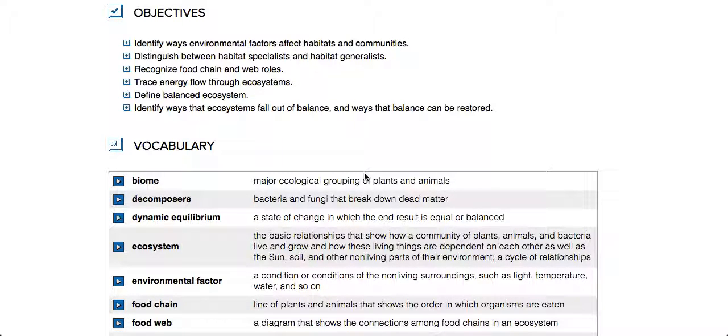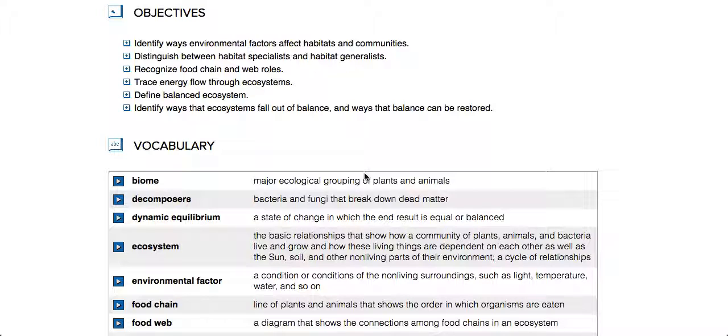Talk a little bit about the Food Webs project. Before we do that, I just wanted to talk a little bit about the lesson and the objectives of both the lesson and the project, so that I can give you some pointers about what you should be doing for this. But the big hitters of this lesson is being able to understand and identify environmental factors that have effects on habitats and communities, recognize food chains and food web roles, being able to trace energy flow through ecosystems and define the balance of an ecosystem, and then identify ways which ecosystems fall out of balance and ways that balance can be restored. So let's take a few minutes.